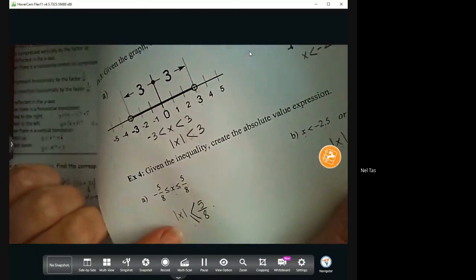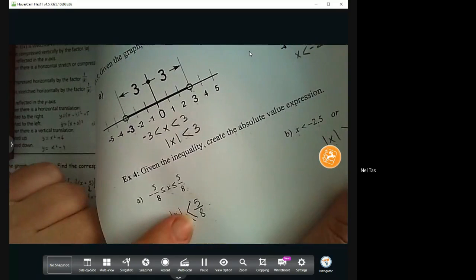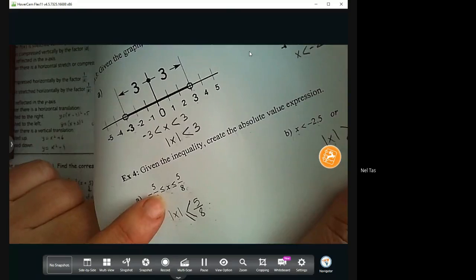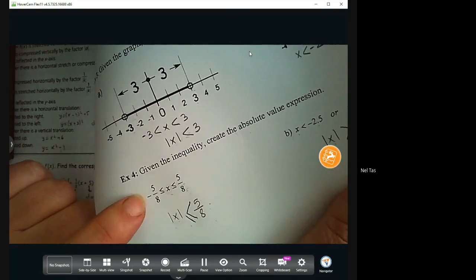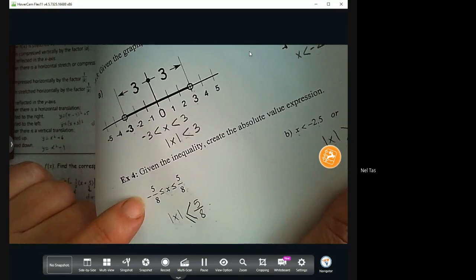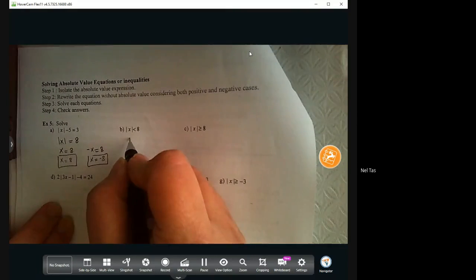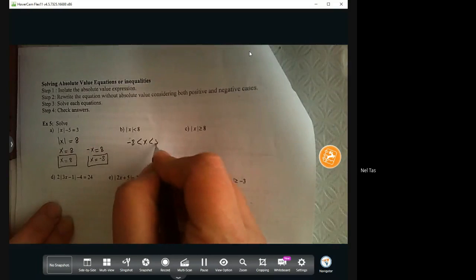Okay, so if you had, let's say this, right? If you have the absolute value of x less than or equal to 5/8, then if you write it without the absolute value notation, we said that x is greater than or equal to negative 5/8 and less than or equal to 5/8. So then you can just apply that knowledge here and say x is between negative 8 and 8. That's it.